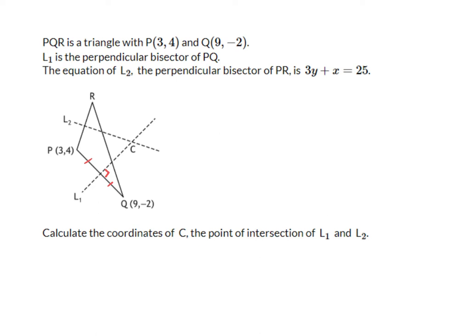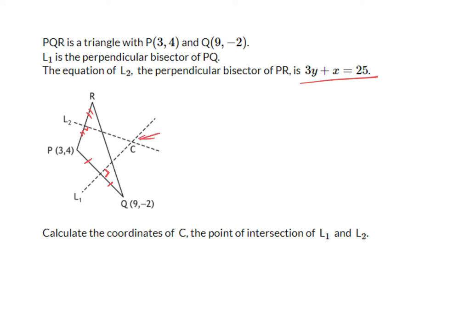It says that L2 is the perpendicular bisector of PR. So L2 also cuts this line here in the middle and at 90 degrees. They give us the equation of that line, 3y plus x equals 25. And we want to find the point of intersection of L1 and L2, which is C, so that's here.